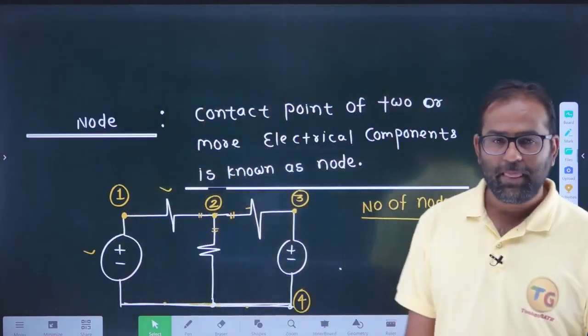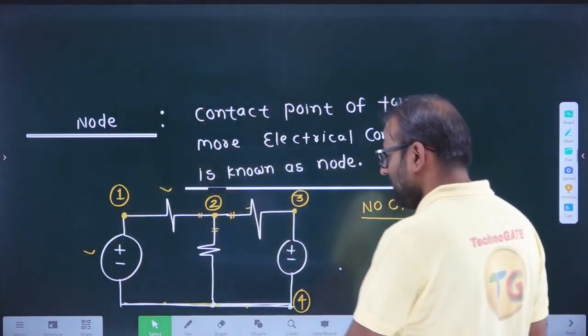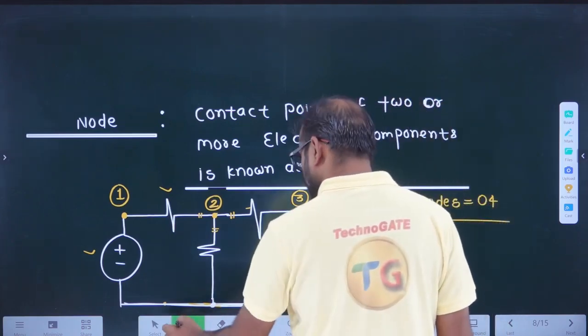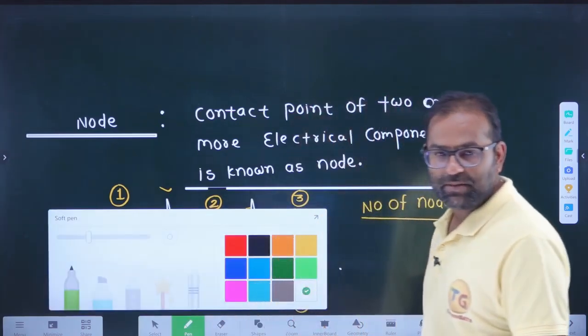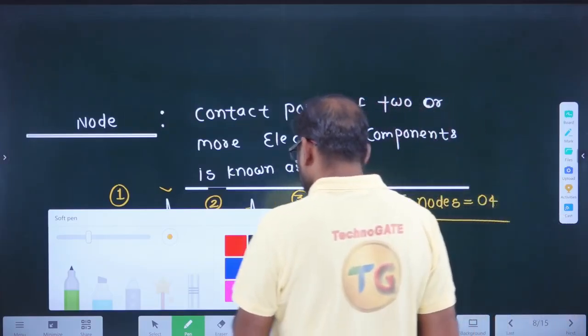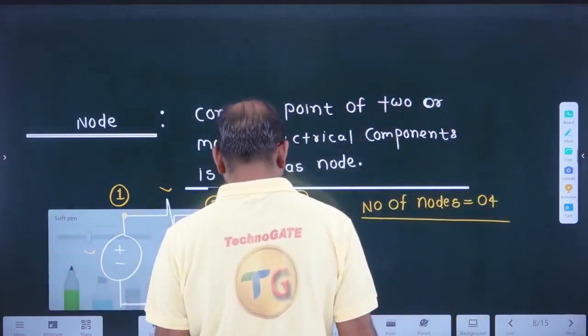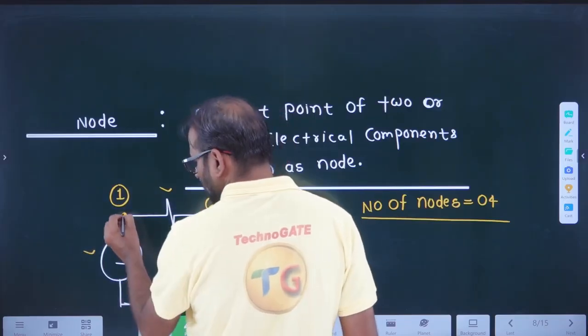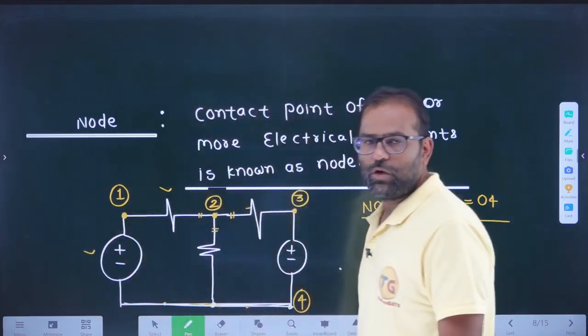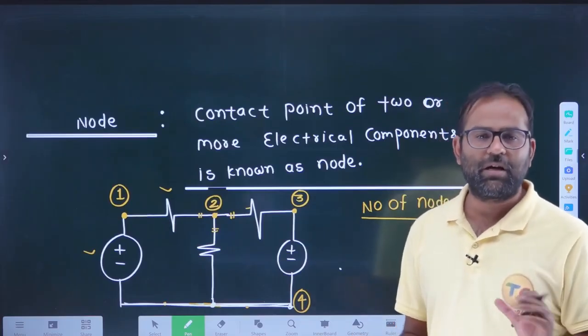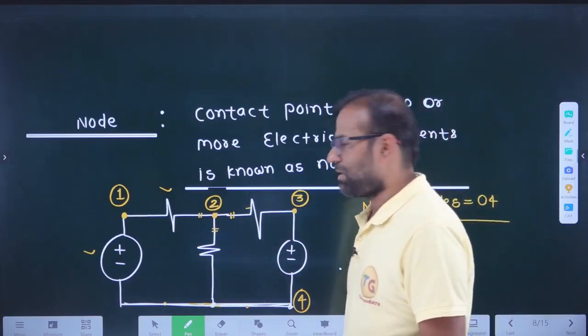Let me use some other pen here. When you look at this, it is the contact point of two electrical components, so this cannot be a junction. It is a node but not a junction.